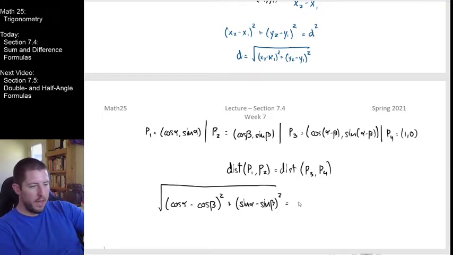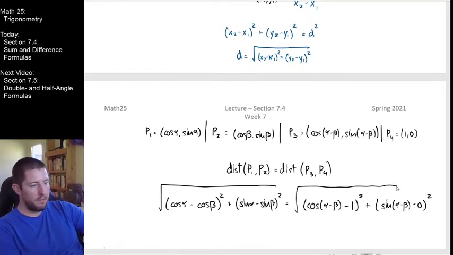On the right-hand side, we get a very similar, or structured, statement anyway. The x values for P3 and P4 are, it looks like we're going to get cosine of alpha minus beta minus 1. That's the difference in x values between these 2 points squared, plus sine of alpha minus beta. And it looks like this one's minus 0, right? There's nothing exciting happening there. And we can square root the entire thing here.